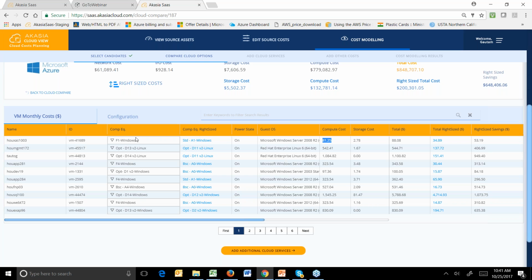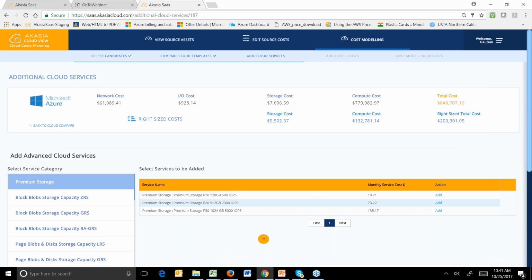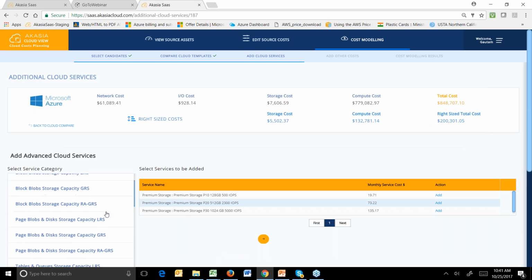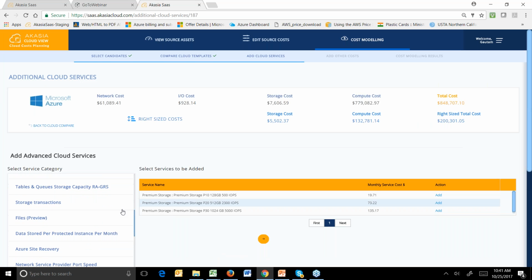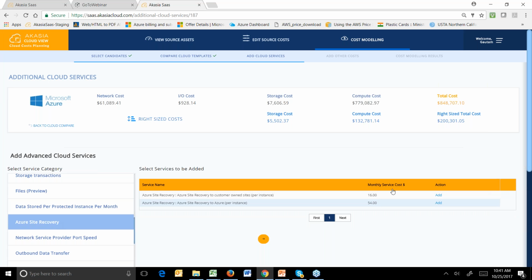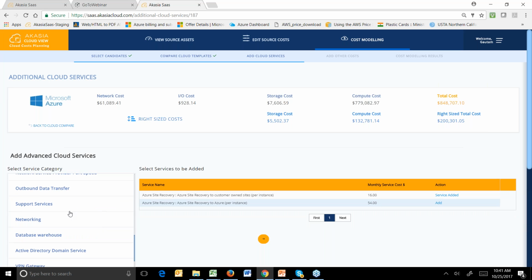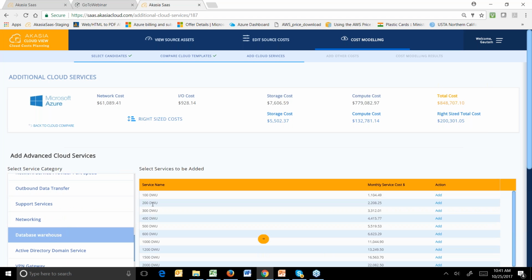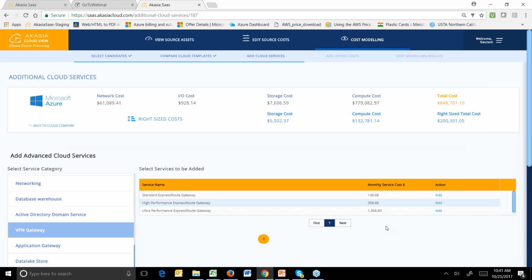Okay? Moving right along, now I've got 1,443 something machines. I have mapped each one of those to the equivalent in the cloud in Azure now. The next thing is that as I move to the cloud, I may need additional services. I may want to add some premium storage on top of whatever I have. I may want to add Azure Site Recovery. So I'm going to add Azure Site Recovery out of that 1,400 something, and then I want to add a database warehouse, for instance. Let's say this is the one I want to add. And I want to add a bunch of VPN gateways.